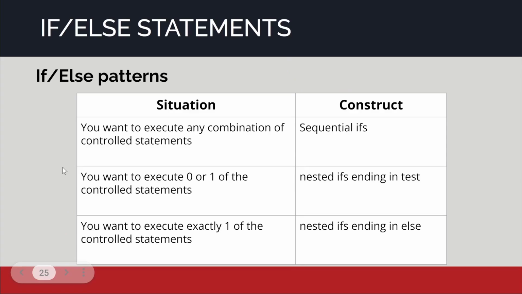All right, so here's a helpful table describing when you would want to use these various patterns. If you want to execute any combination of the controlled statements, then you use the sequential ifs. If you only want to execute 0 or 1 of the controlled statements, then you use the nested ifs ending in a test. If you want to execute exactly one of the controlled statements, like you always want to execute only one thing, then you have the nested ifs, but it ends in an else block.